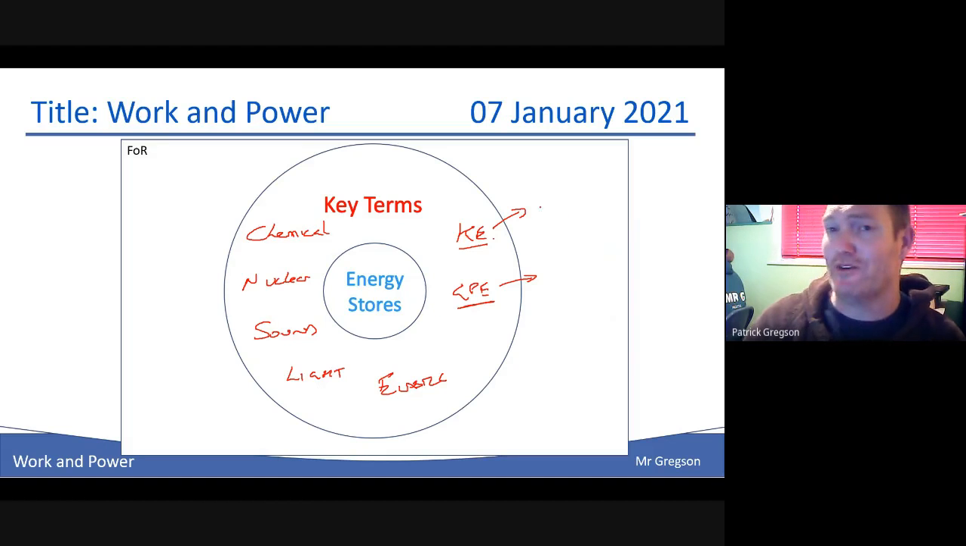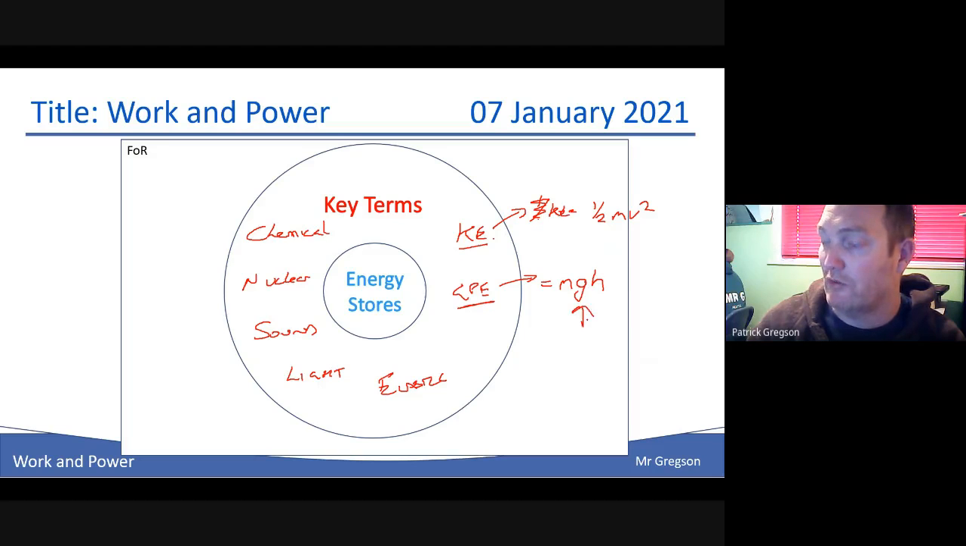So I'm hoping that you have written these down without me needing to prompt you. You should be able to recall them. But if you have forgotten, don't panic. So I'll do it properly. Kinetic energy equals half mv squared. And gravitational potential energy equals the mass times the gravity times the height.